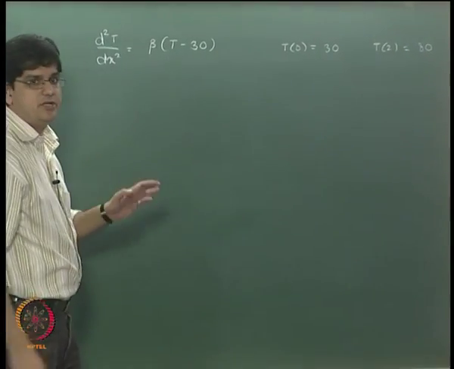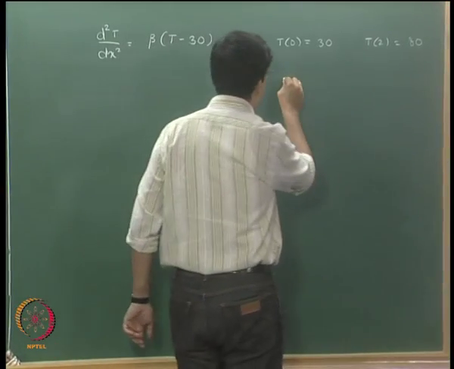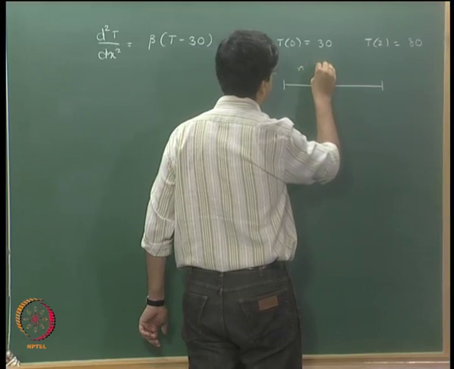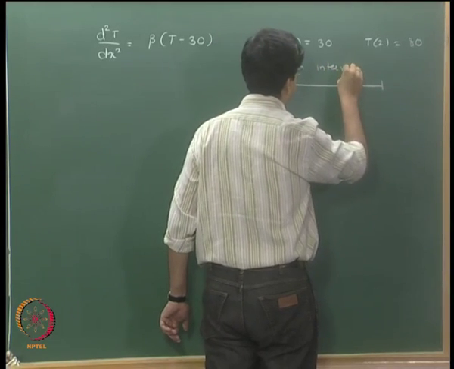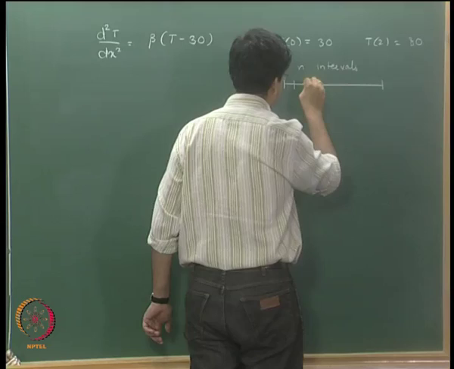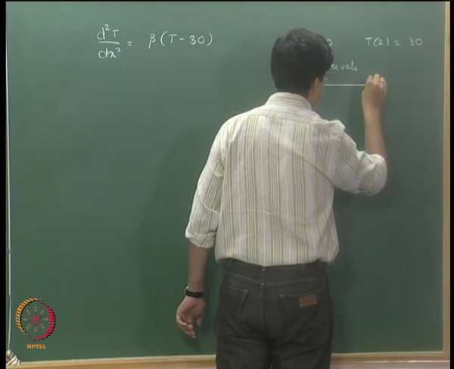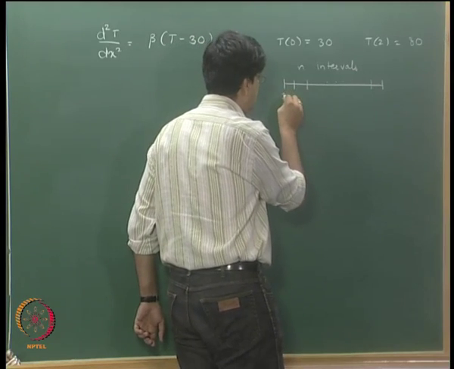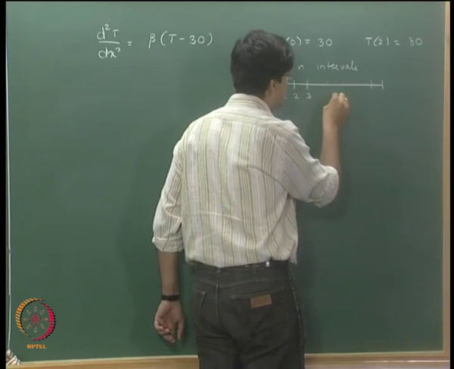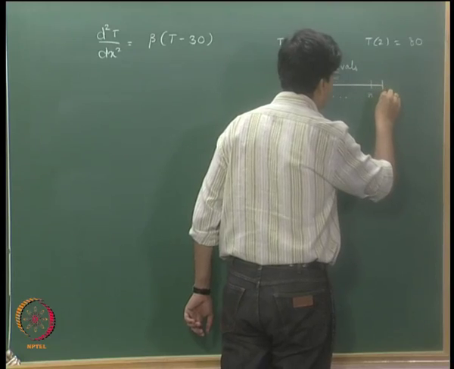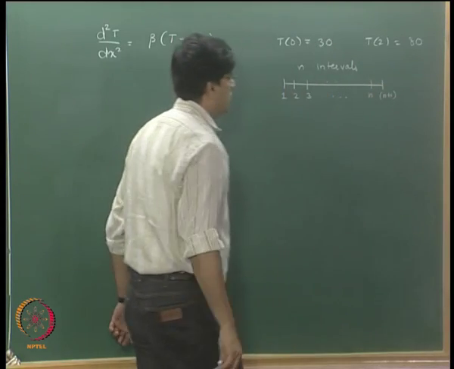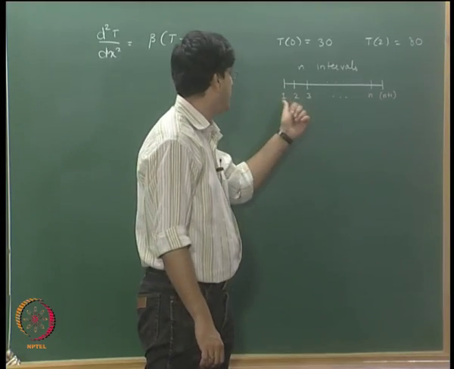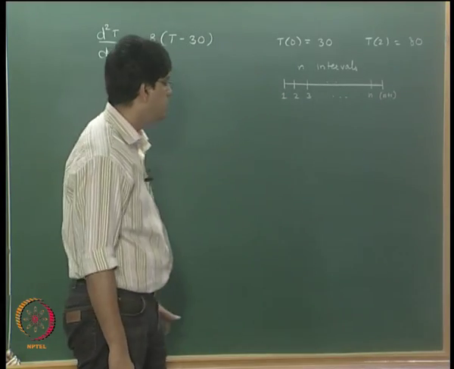Okay. So we have a 2 meter long rod. Now this 2 meter long rod, we are going to divide into n intervals. And these are going to be n equally spaced intervals. So we will call this node 1, this node 2, this node 3, and so on up to the nth node and the n plus 1th node. And we are going to write all the domain equations for all of these nodes and the boundary equations for node number 1 and node number n plus 1.